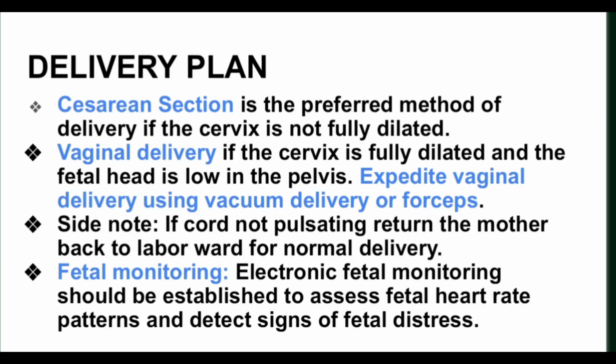Okay, so when it comes to a delivery plan, it depends on the status of the cervix. So if the cervix is not fully dilated, the preferred method of delivery is via cesarean section. If the cervix is fully dilated and the fetal head is low in the pelvis, we need to expedite vaginal delivery using vacuum delivery or forceps. So a side note is just, if the cord is not pulsating, we need to return the mother back to labor ward for normal delivery.